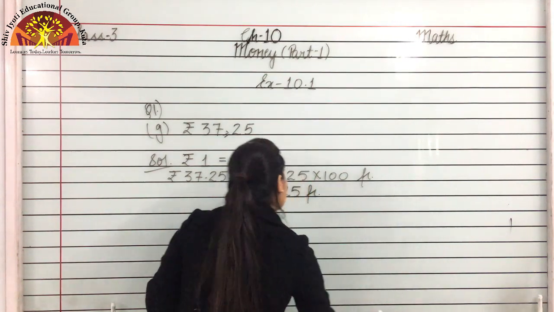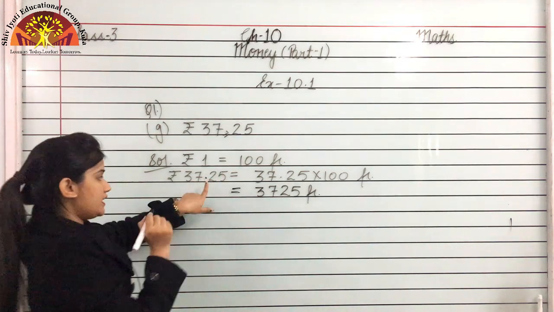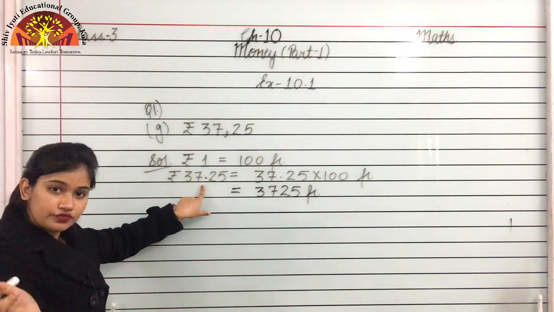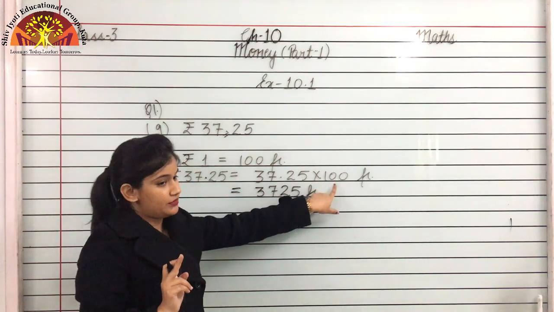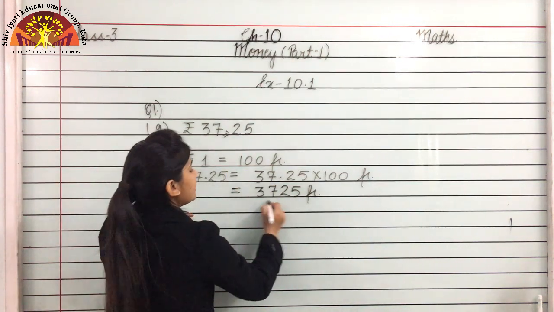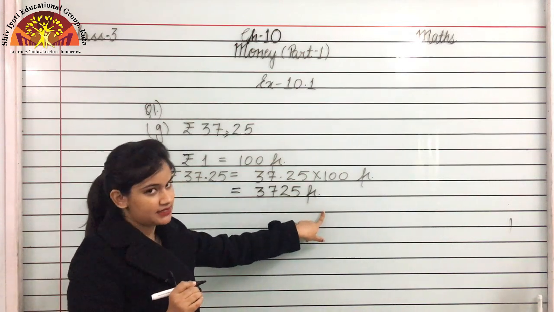And in a simple way, we can see we are having this point before 2 digits. So we have to remove this point because we are multiplying by 100, which has 2 zeros. So we have to remove this point, and the answer we are getting is 3,725 paise. Is it clear?